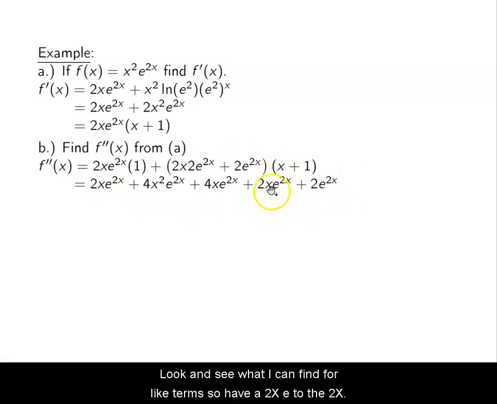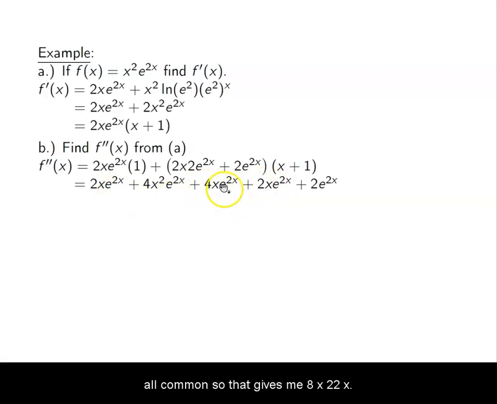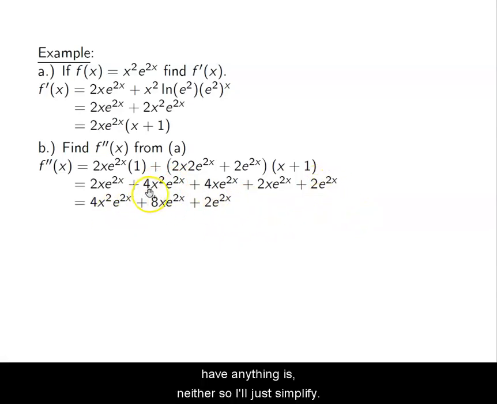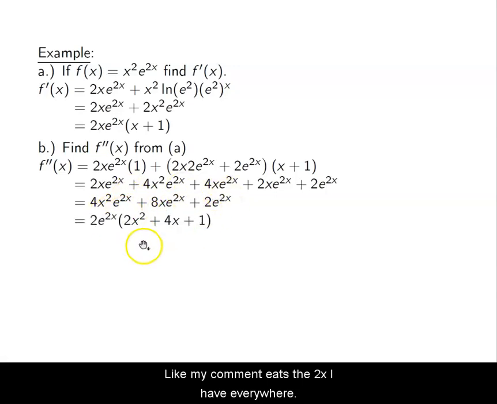Okay. I'm going to look and see what I combine for like terms. So I have a 2x e to the 2x, 2x e to the 2x, and 4x e to the 2x. Those three are all common. So that gives me 8x e to the 2x. This doesn't have anything in common, and this doesn't have anything in common either. So I'll just simplify as much as possible. Put my x squared term in front. Now I will pull out my common e to the 2x I have everywhere. Okay. And I'm left with this polynomial on the inside.